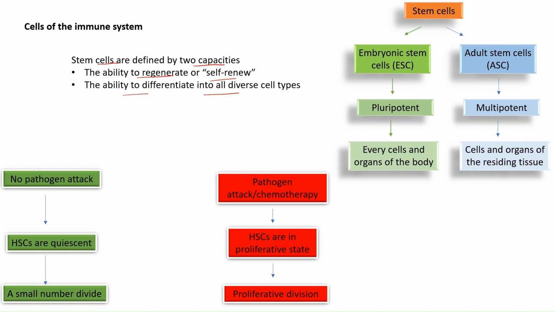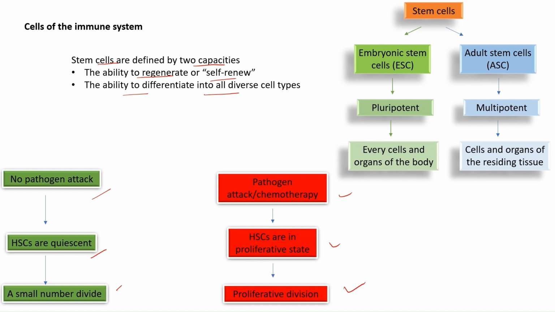Now, when no pathogen attacks our body, these hematopoietic stem cells remain in the quiescent stage, so only a small number of these cells divide. But as soon as a pathogen attacks, or after chemotherapy, these hematopoietic stem cells suddenly shift to the proliferative stage and start dividing. The division is very enormous, because now they have to kill that pathogen or they have to recover themselves after chemotherapy.